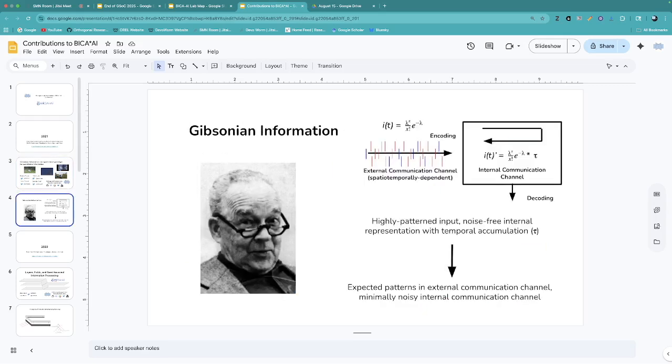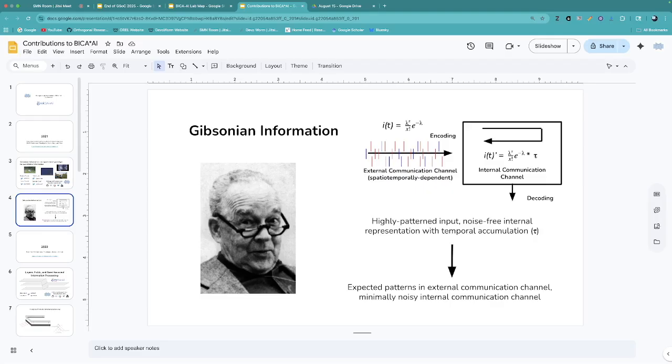So Gibsonian information, for those who are unaware, is a form of ecological information processing where you have this external communication channel which has some distribution, usually a Poisson distribution, that describes the spatio-temporal distribution of sensory components. So it could be visual features, auditory features, or features where you have to touch an array of things. And the idea is that it's this naturalistic sort of embedding. So you have all these things out in the world that you can interact with.